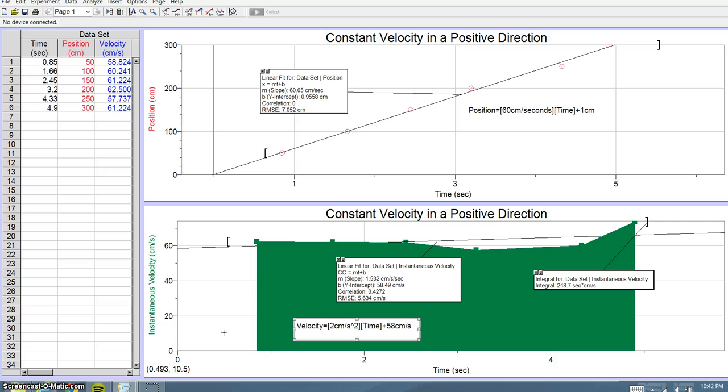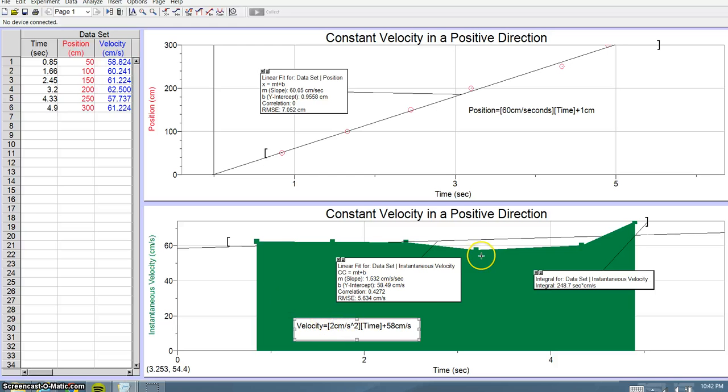And this is incorrect because since this is constant velocity, the object should have an acceleration of 0 centimeters per second squared. However, this is not the most accurate calculation, so it is slightly more than 0 centimeters per second squared.